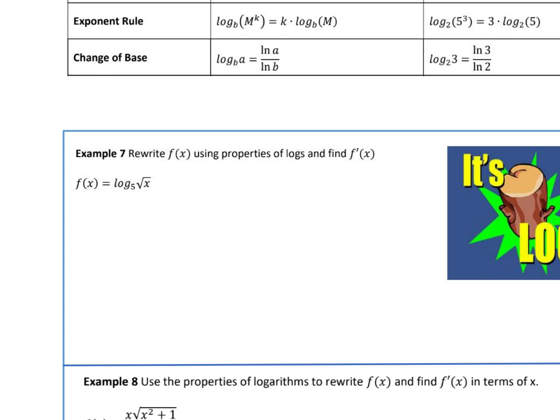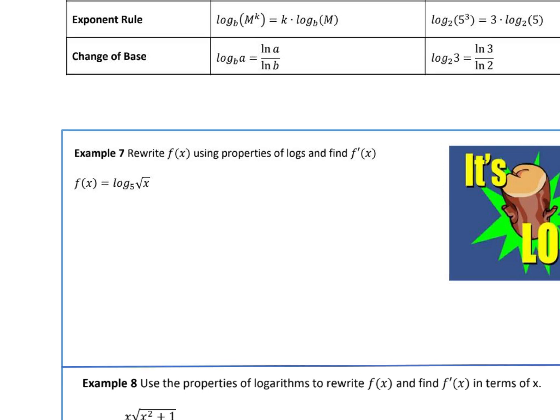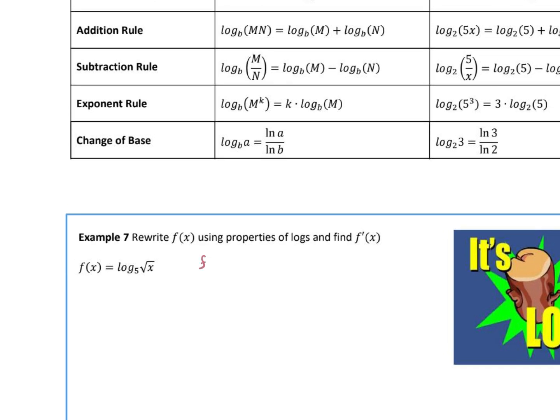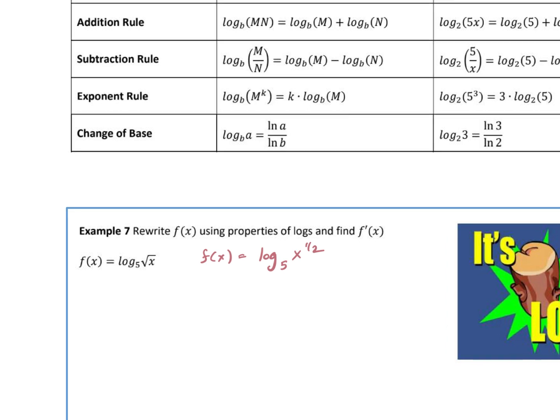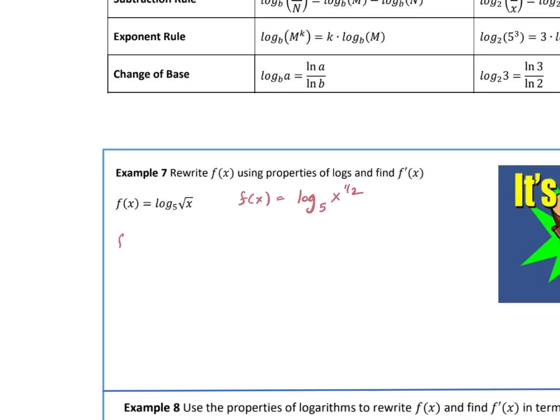Now this one's not too complicated, but I'm just going to rewrite it as f of x, which is log base 5 of x to the 1/2 power. Now I can just go ahead and derive it. Let me do an easier one first. So let's say f of x equals log base 5 of x. Let's start with that one.